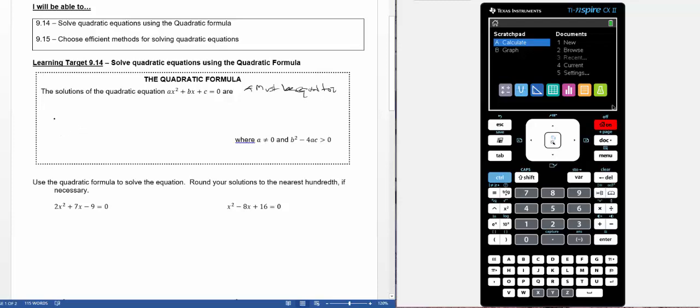The quadratic formula is as follows. It's kind of big. It's a big fraction, and it's got a plus or minus symbol in the numerator. So I'm going to try to do my best to write this out. The quadratic formula is as follows: negative b plus or minus the square root, and under the square root is b squared minus 4 times a times c, all divided by 2 times a.